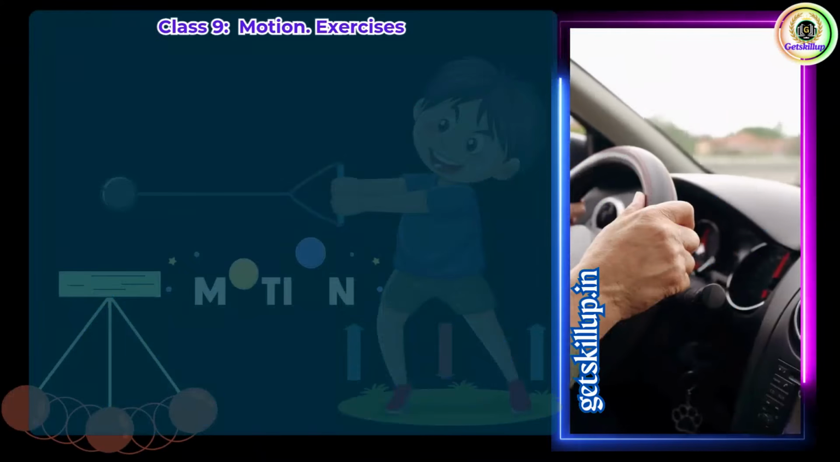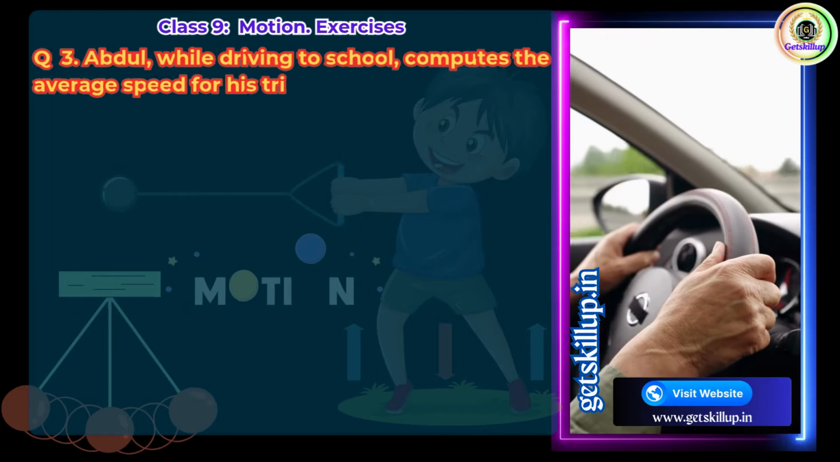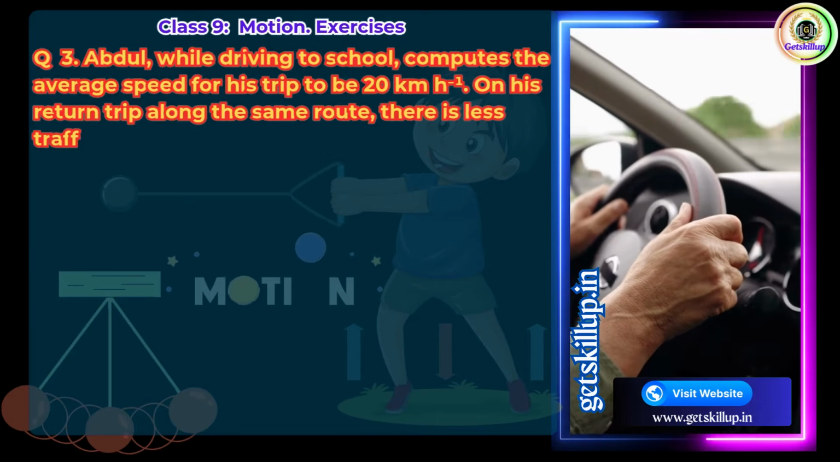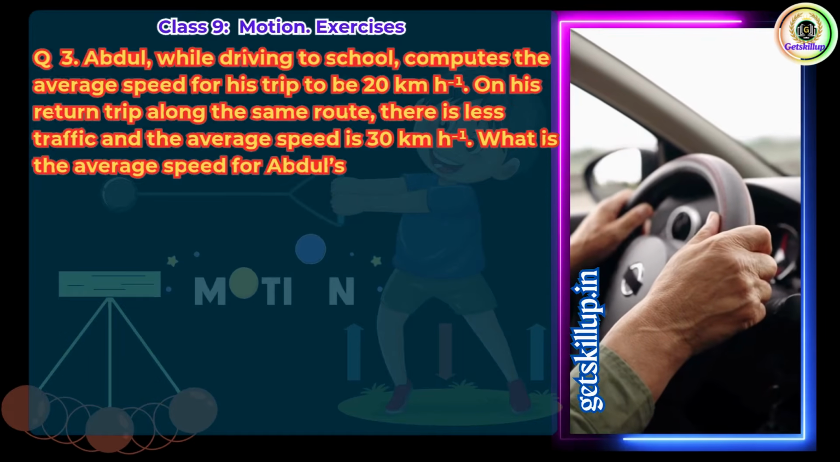Question 3. Abdul, while driving to school, computes the average speed for his trip to be 20 km per hour. On his return trip, along the same route, there is less traffic and the average speed is 30 km per hour. What is the average speed for Abdul's trip?